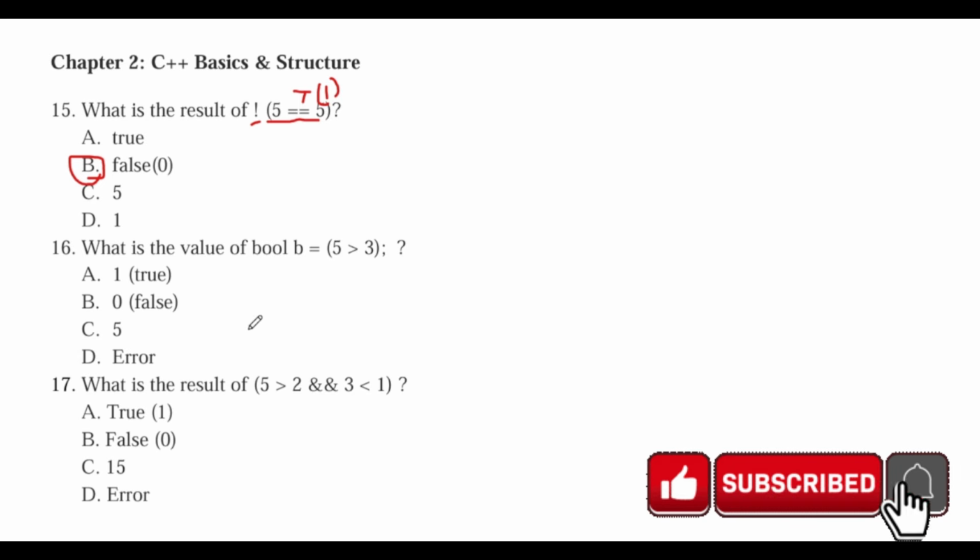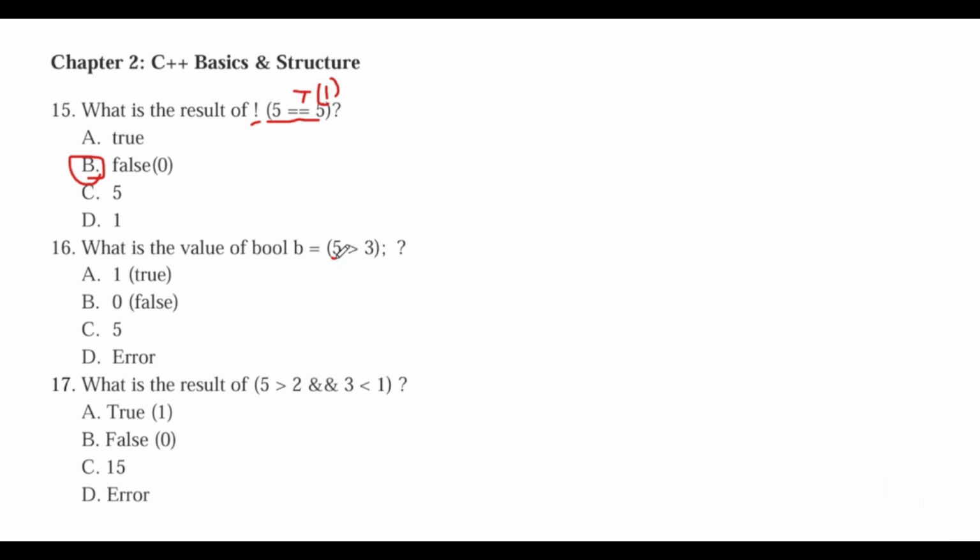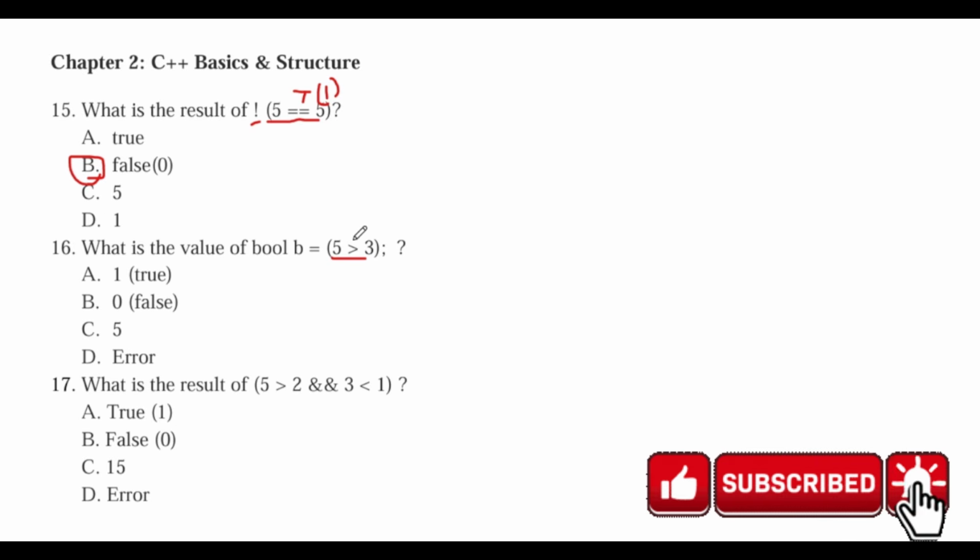Question number 60. What is the value of bool B equals to, in the bracket, 5 greater than 3? Look, 5 is greater than 3. This statement is true. Or you can say this statement is 1. True or 1, the same. 1 represents true. So, what is the result? The value of this B. This is true. Here is the answer.